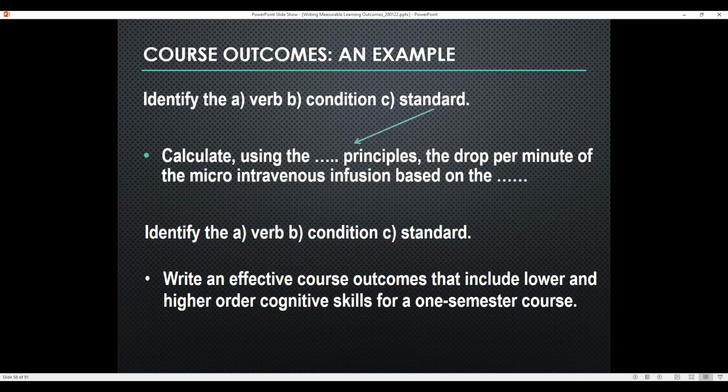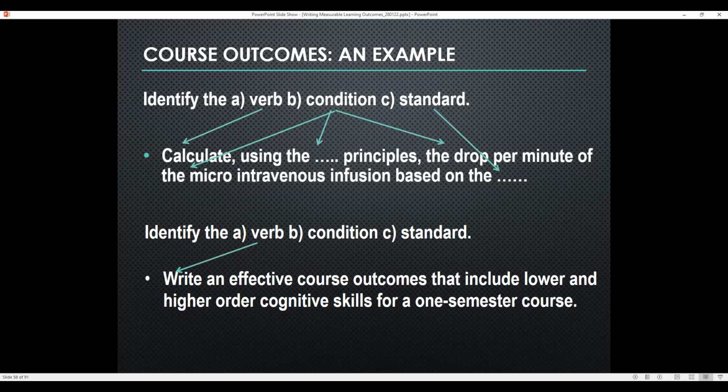Right, so let's look at this example. You have the verb, which is calculate. You have the condition, using whatever principle. And then you have the drop per minute, which is again the condition. Here, the micro intravenous infusion. Now, this one is based on the nursing course. So that is also the condition. And what is it based on? That would be the standard.